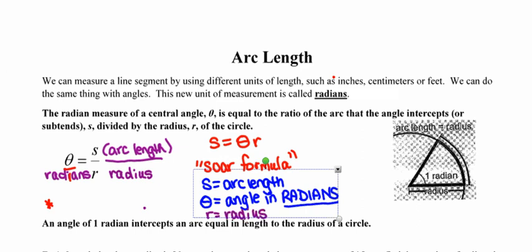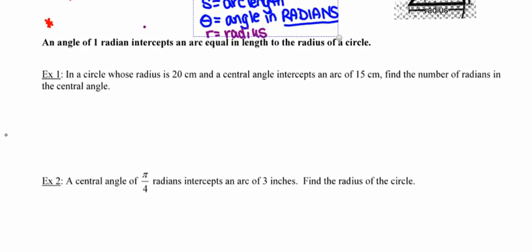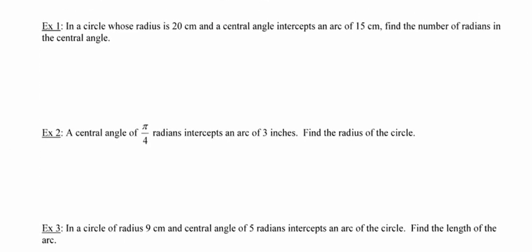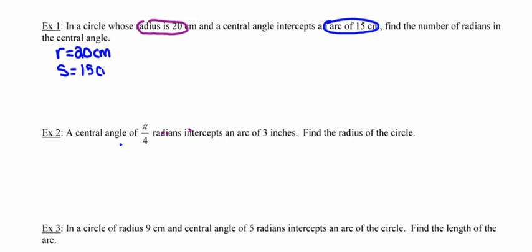So let's jump in and see how this might look in some examples. In a circle whose radius is 20, a central angle intercepts an arc of 15 centimeters. Find the number of degrees in the central angle. So we know that R equals 20 centimeters. We know that S equals 15 centimeters. And we're trying to find theta, which would be, we're not quite sure how many radians. So I'm going to call that X.